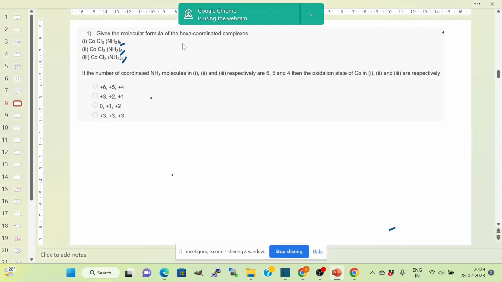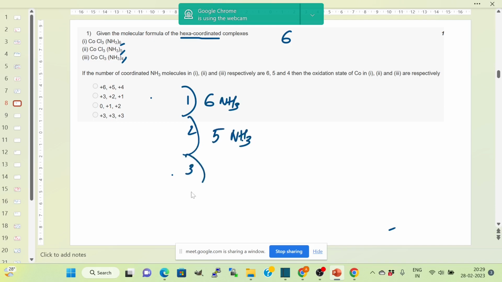So now you have to really read the question. The question is given the molecular formula of hexa-coordinated complex. So for all these complexes, the coordination number is 6, right? And they have not given any complex formula. So either Cl3, Cl can be outside or NH3 can be outside. But the second part of the question says that the first molecule has 6 NH3, the second one has 5 NH3, the third one has 4 NH3. So now the first one, if there are already 6 NH3, it's already a hexa-coordinated complex, which means that this Cl3 is counter ion.